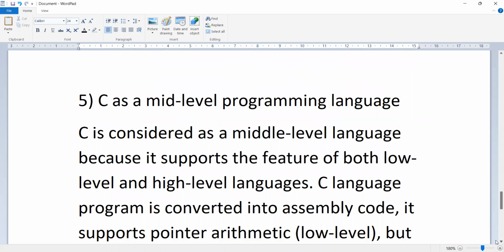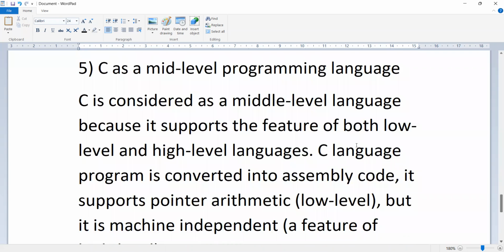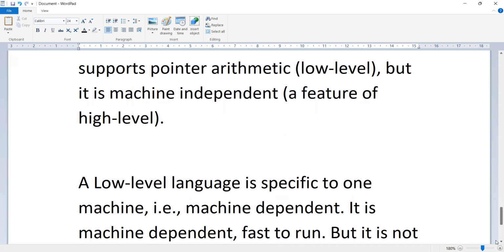Next feature, C as a mid-level programming language. C is considered a middle-level language because it supports the features of both low-level and high-level languages. C language program is converted into assembly code. It supports pointer arithmetic, which is low level, but C language is machine independent, not dependent on machine, which is a feature of high level.